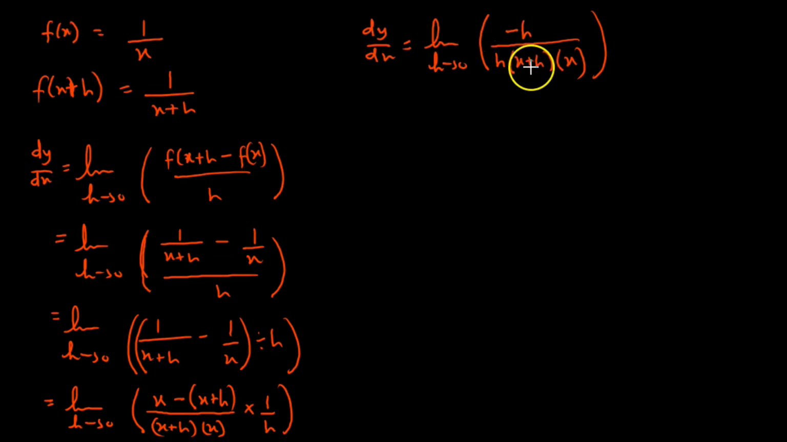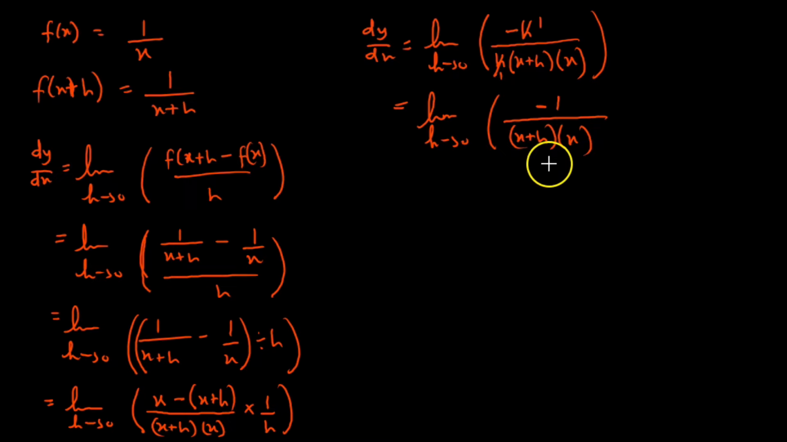So I would advise you not to be expanding. Just always write your expressions in factor form so that you know which variables to do away with. In this case, the h will go into itself 1 and go into the h here 1. So you're left with negative 1 for the numerator. So we'll have the limit as h approaches 0 for negative 1 all over x plus h multiplying x. That's what we have left.